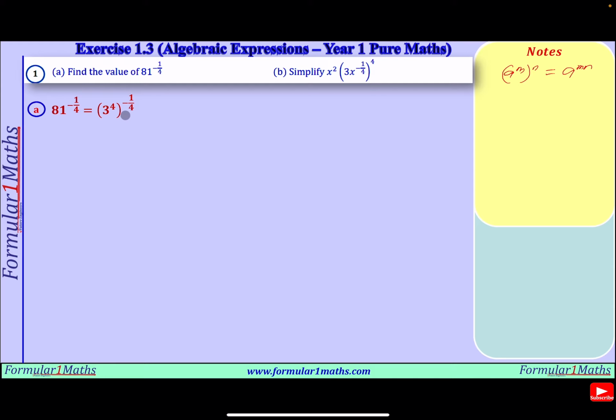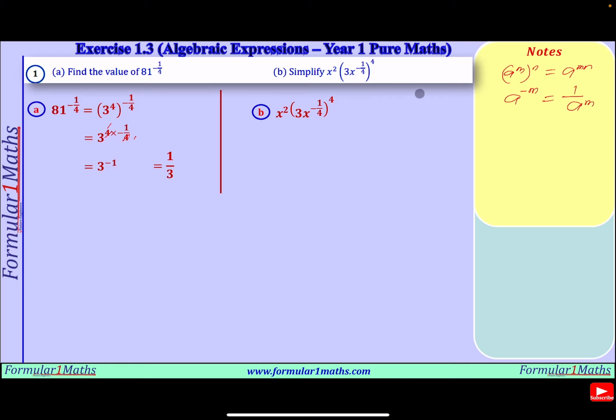So if I do that, then I'll get this using this rule here. We can now reduce the fractions. 4 goes to 1, 4 goes to 1, and I'm left with 3 to the power minus 1. But 3 to the power minus 1, using this rule here, a to the power minus m is equal to 1 over a to the power m, we can write 3 to the power minus 1 as 1/3.